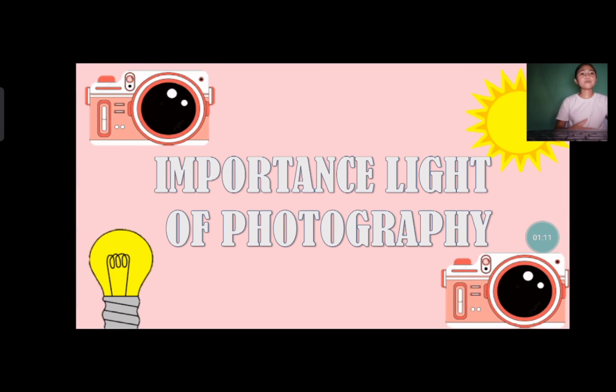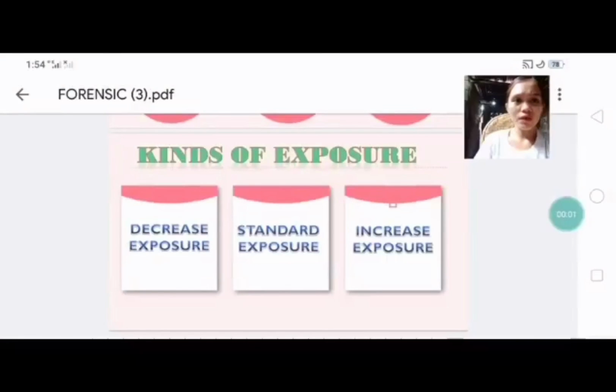So what is the importance of light in photography? One of the most important elements of creativity in photography is the light. Without light, your photography is nothing. Light is what allows us to convey information and, more importantly, emotion in an image. Once you understand light, you will have the knowledge to create a wide variety of images, and your photography will become nicer. Kinds of exposure.